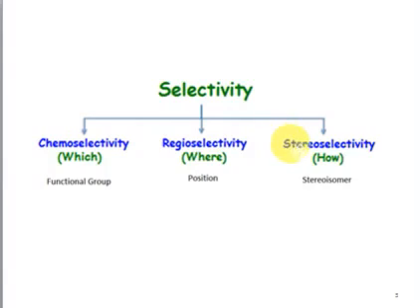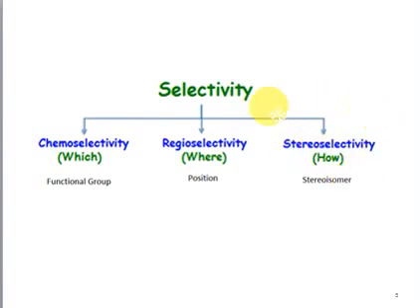The third type of selectivity is stereoselectivity. Stereoselectivity is related to the stereoisomer. It means which of the stereoisomers will react, or in which three-dimensional space the reagent will react, right? So if you have two stereoisomers, then stereoselectivity will determine which of the two stereoisomers will react. Also, stereoselectivity is focused on how the stereoisomer will react, right? It's not only dependent on which of the two stereoisomers will react, it will also depend on how the stereoisomer will react.